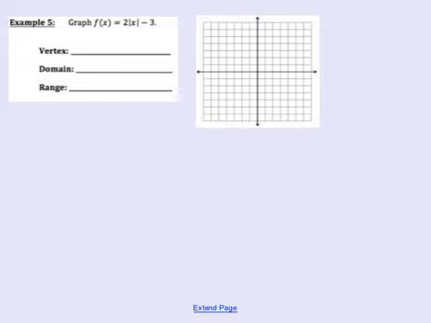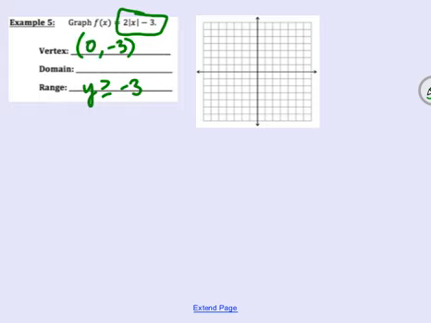Example 5. This one, I can already tell you that this is going to be a little bit steeper than normal because your a value is increasing here. So your range, y is greater than negative 3 still works, because negative 3 is going to be the lowest spot. The vertex point here is actually 0, negative 3. There's nothing with the x, which tells you that it's going to be 0. Then your domain is going to be all reals again.